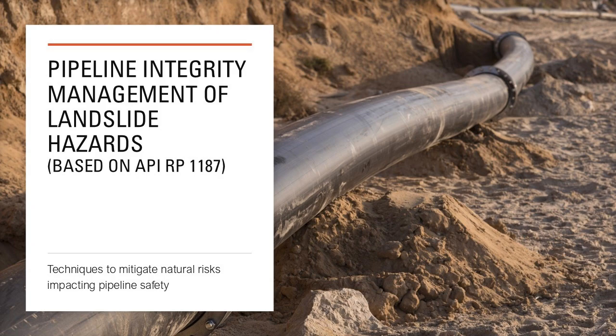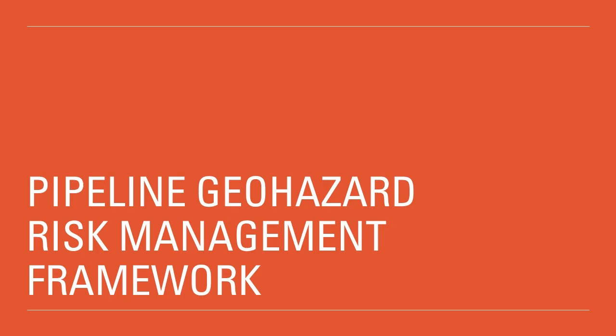Pipeline Integrity Management of Landslide Hazards, based on API RP 1187. Techniques to mitigate natural risks impacting pipeline safety. This presentation covers the Pipeline Geohazard Risk Management Framework, from identifying geohazards to assessing, prioritizing, and managing risks, including monitoring, mitigation, and key case studies.